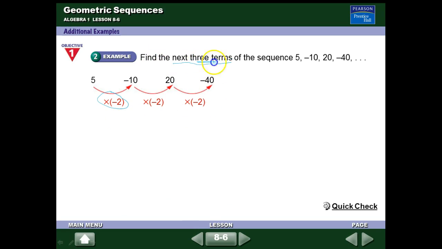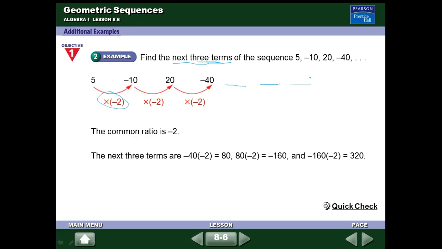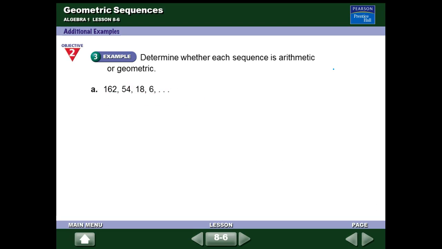So it's asking to find the next 3 terms. So I need to find the next 3 terms. We're going to take -40 times -2, which is going to give you +80. All right, so we multiplied by -2. The next thing, 80 times -2, we're going to get -160. -160 times -2 is going to give us +320. So my next 3 terms are 80, -160, and 320.